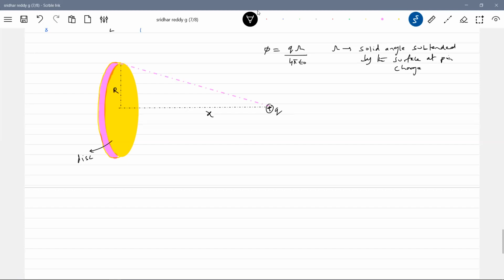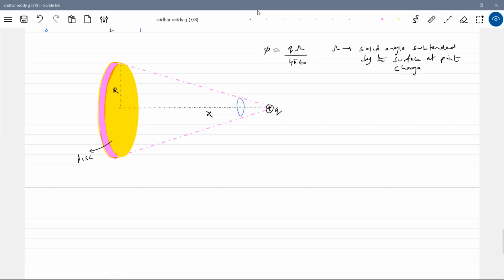Let me not go into geometric detail; we'll just have a formula and learn how to utilize it. So what do you mean by solid angle? You can see here that this particular point charge will subtend some angle, and I'm going to measure that. It's a three-dimensional angle. This particular angle that I'm going to measure is called a solid angle.